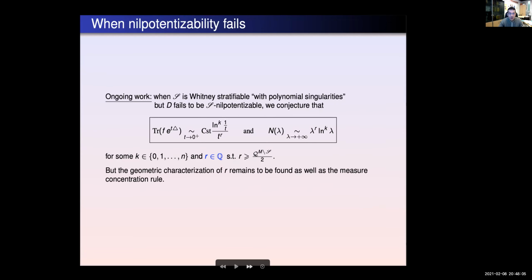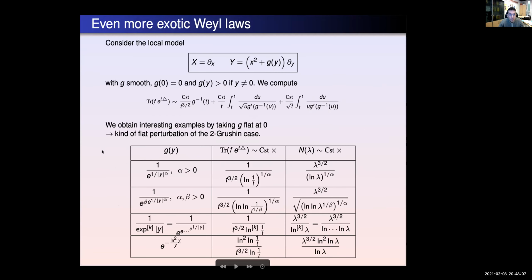But actually, even more exciting, and this is ongoing work, we are able to compute even more exotic Weyl laws in cases where we lose the nilpotentizability assumption. Let me give you some examples.